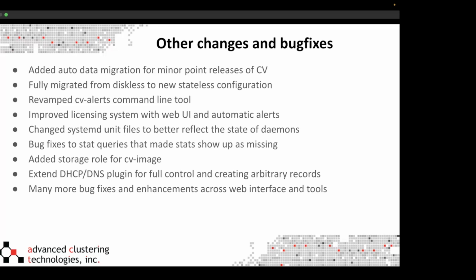We added a storage role to CV image, so when generating images to install on nodes, we now have a new role called storage that's more appropriate for that. The DHCP DNS plugin before only worked with very basic settings. Now you have full control over your DHCP and DNS server that's running as part of your cluster, so you can create arbitrary records, and tons of bug fixes and enhancements across the web UI, command line tools, and everything else.